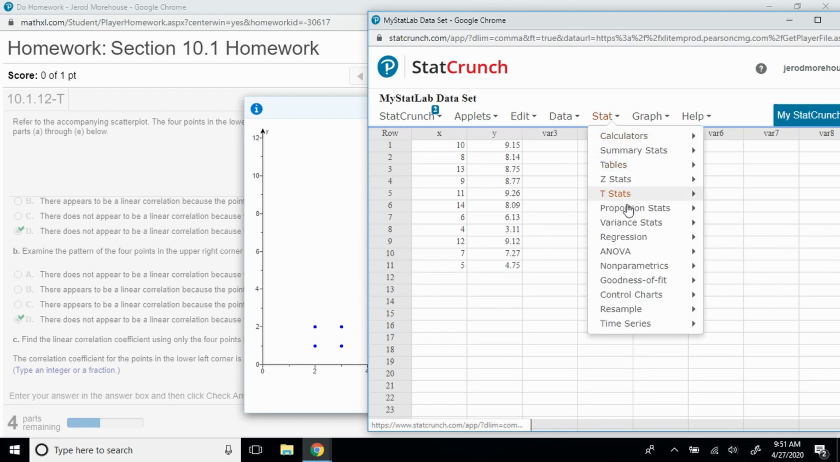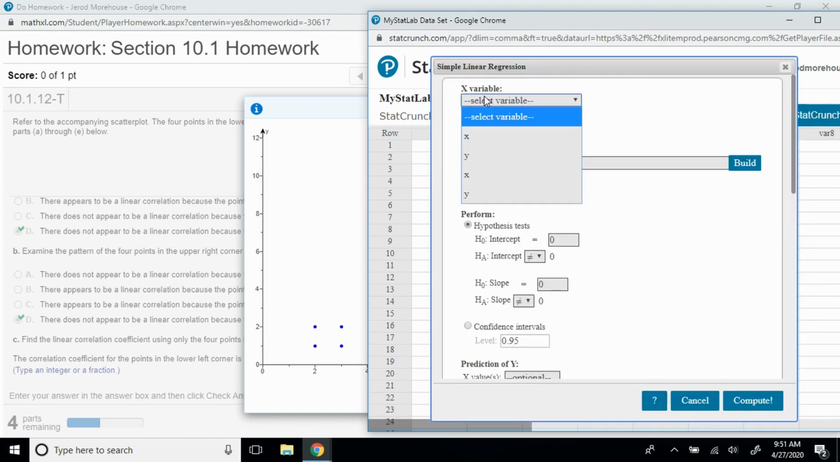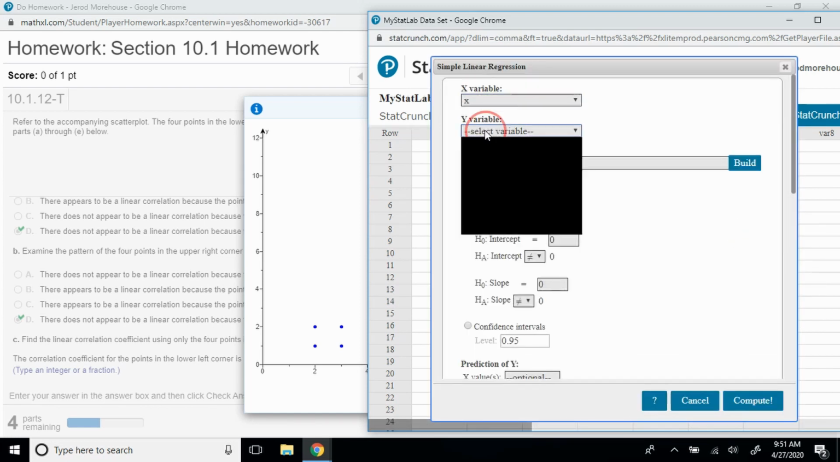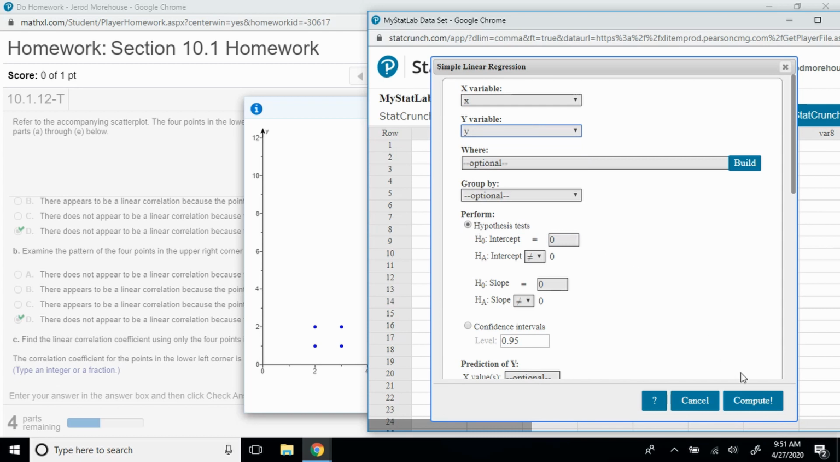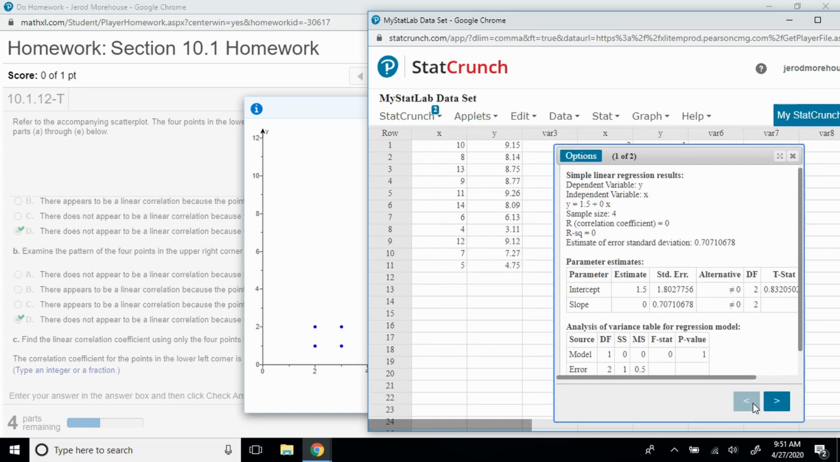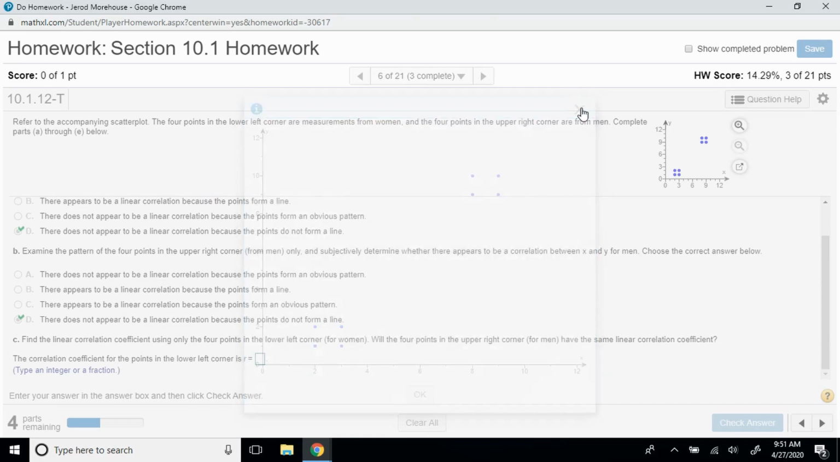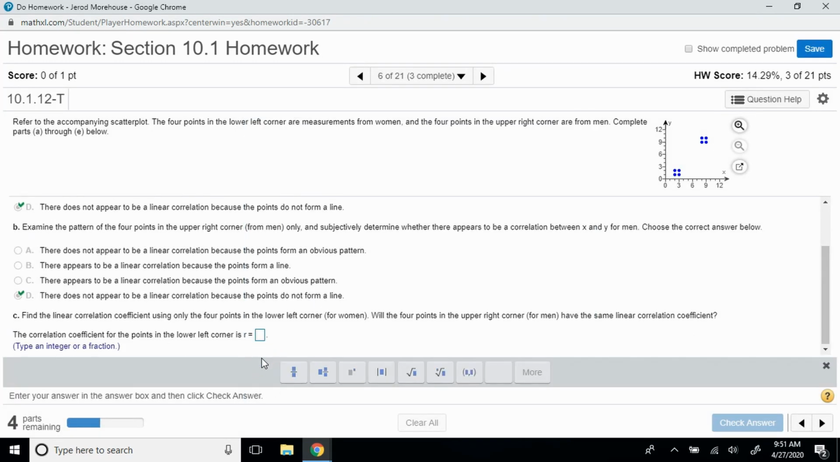Oops, I clicked on the wrong thing. Stat, Regression, Simple Linear. And I'm going to select the second X and the second Y, and hit Compute. Again, it gives us all this information, but what we really wanted was the correlation coefficient, which was 0 here. So going back to our problem, we can type in 0. There is no correlation between these points.